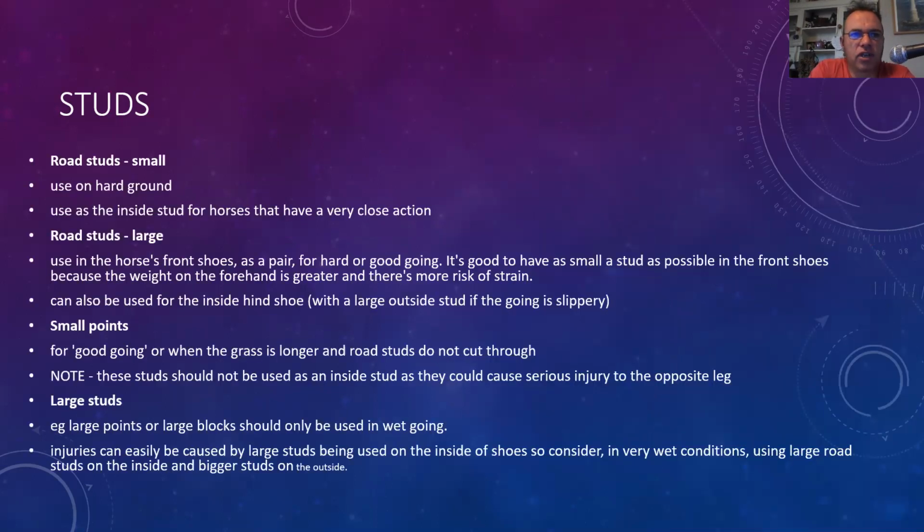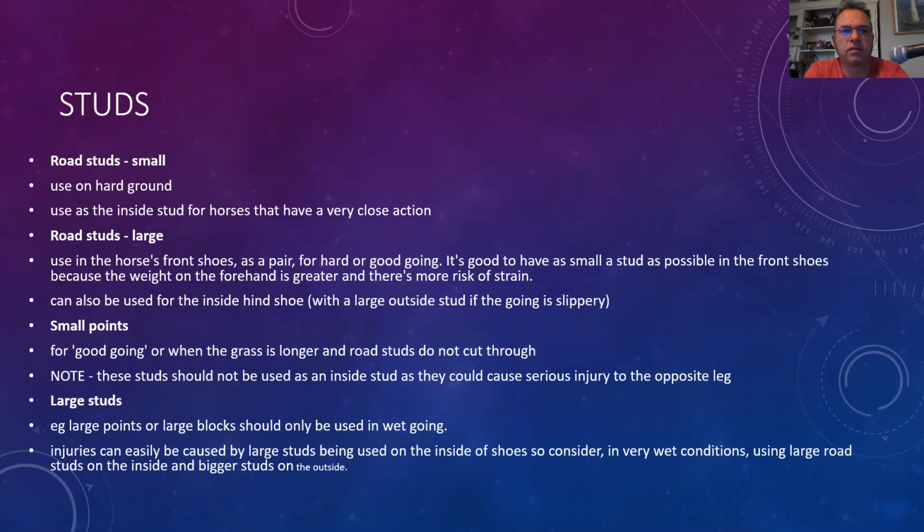So again, we've got our different sizes of studs, just as a quick rough guide, okay? Although they're called road studs, they're not technically designed for using on the road, okay? But these are the smaller studs. We use these on hard ground, okay? Sometimes we use them on the inside. If we put 2 stud holes in, we tend to use a smaller stud on the inside sometimes, especially if we've got a close action. Because again, if we put 2 massive studs inside and outside, if that horse does interfere, we're going to cause a bit of a mess. It's quite a severe injury.